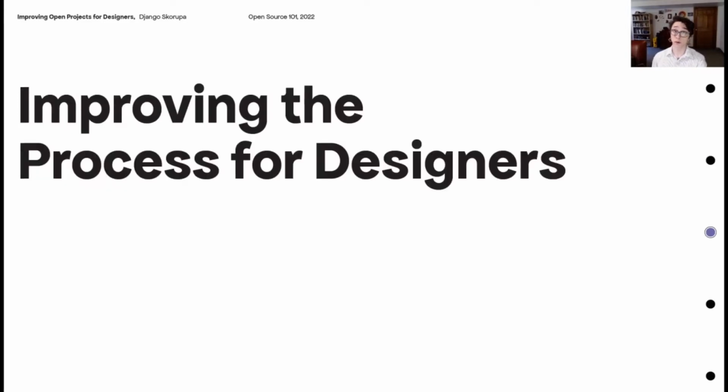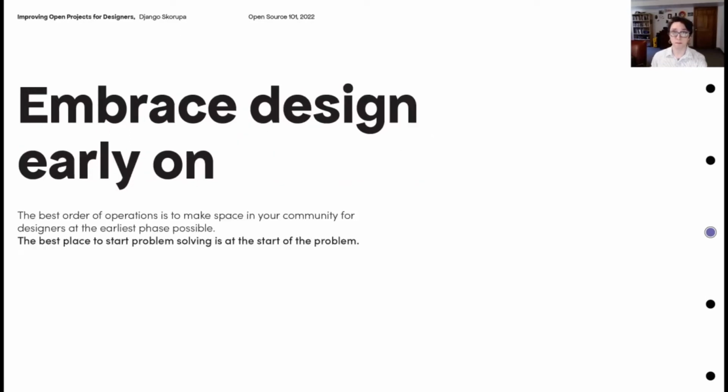Let's improve the process for designers. First off, we need to embrace design early on. The best order of operations for anything that you could do on a project is to make space in your community for designers at the earliest phase possible.